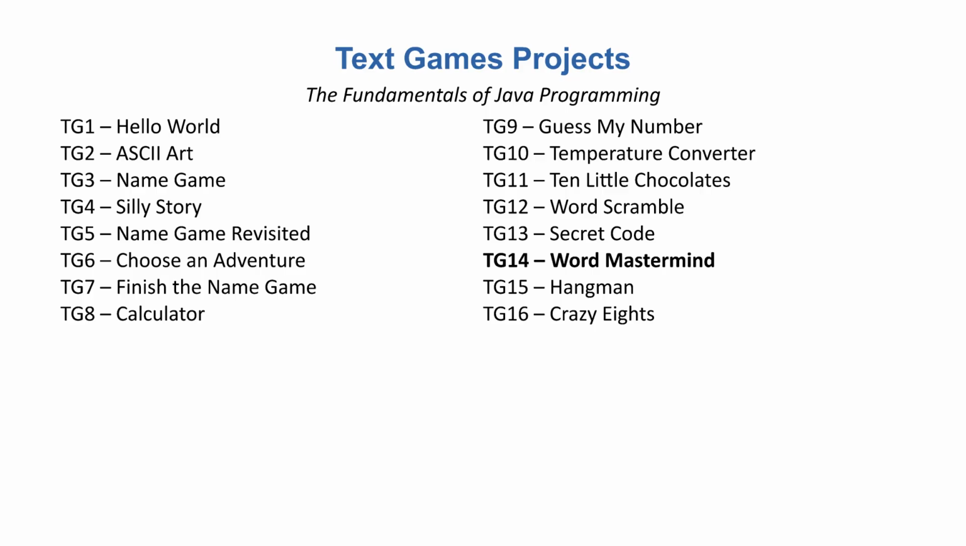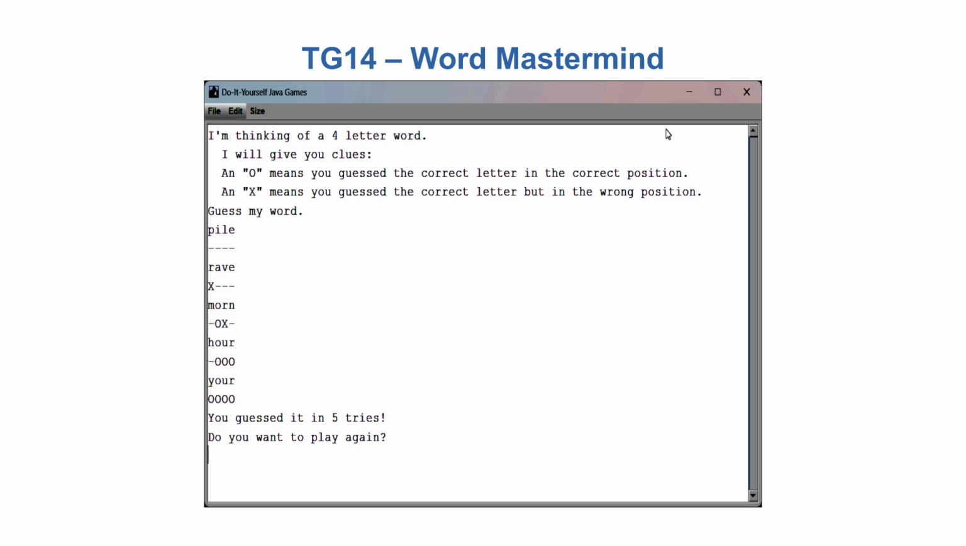We're currently working on the 14th project, TG14, Word Mastermind. The goal in the Word Mastermind game is to guess a 4-letter word. A clue will contain an O for each correct letter you guessed in the correct position, and an X for each correct letter you guessed in the wrong position, like this.